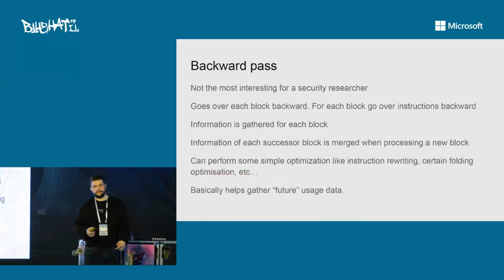So the backward pass is not the most interesting for us. The algorithm, in essence, is pretty simple. You go over each block backward, and for each block, you go over each instruction backward. Information is gathered for each block, and every time you start processing a new block, you merge the information of all the successor blocks that you've already processed. It can perform some simple optimizations, like instruction rewriting, but from a security standpoint, it's not important for us.